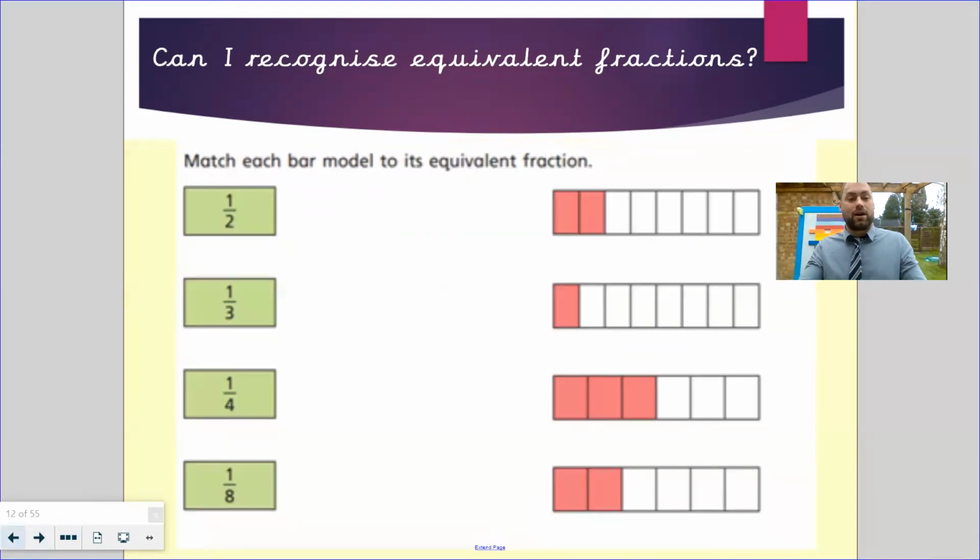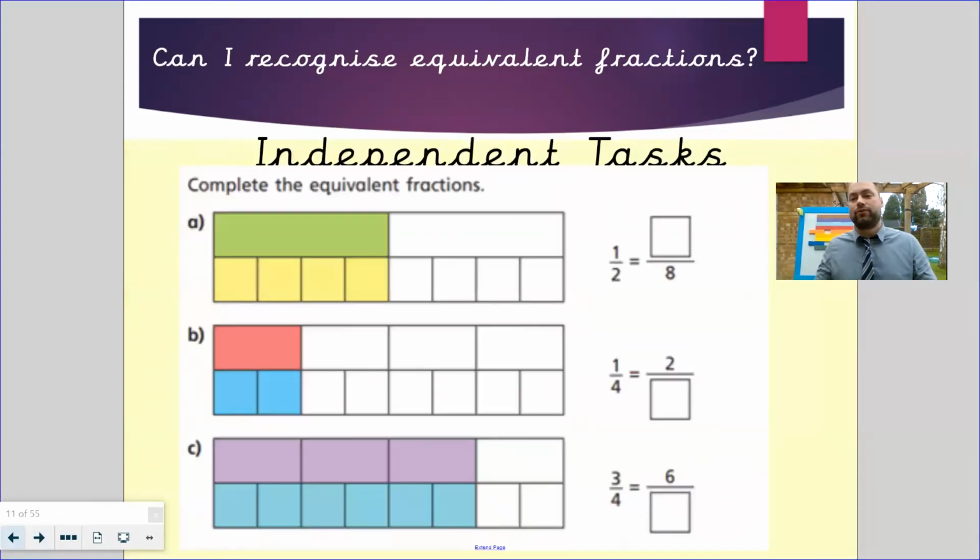Make sure you put all your work up onto Tapestry. I'm now going to go through the answers with you. So pause the video and then unpause when you're finished.